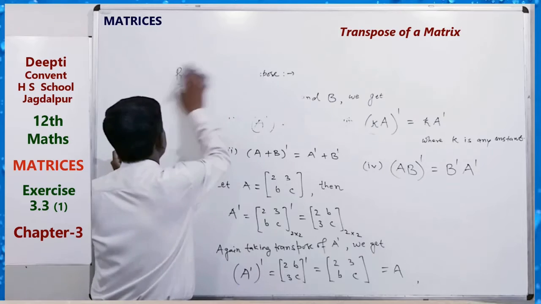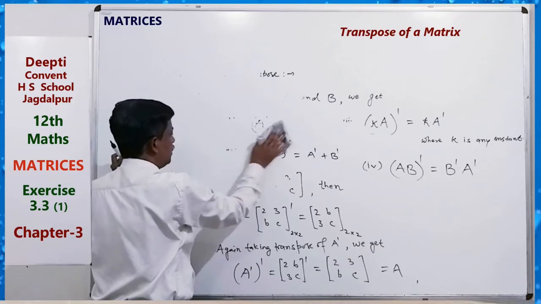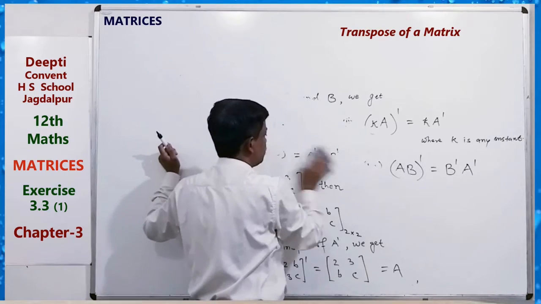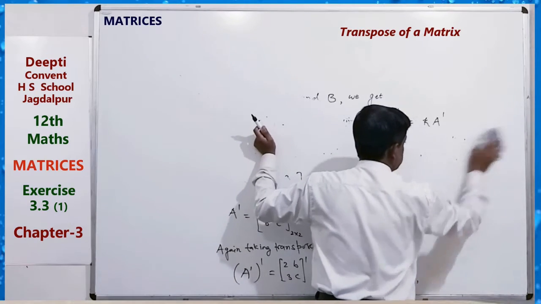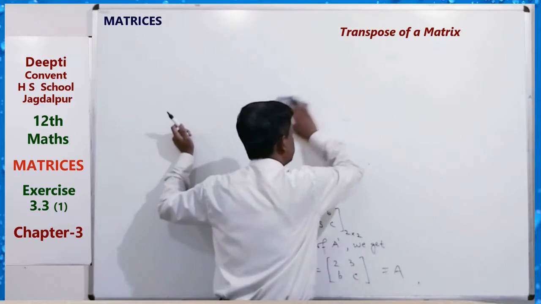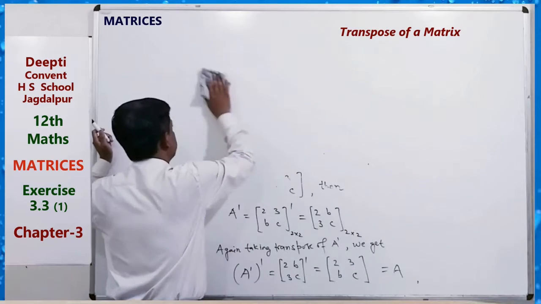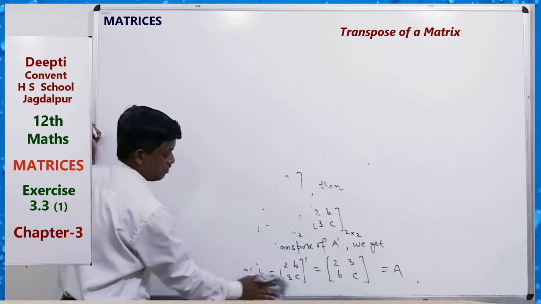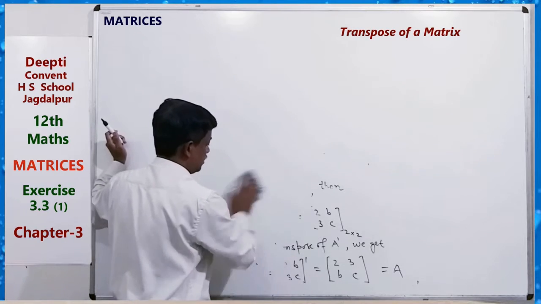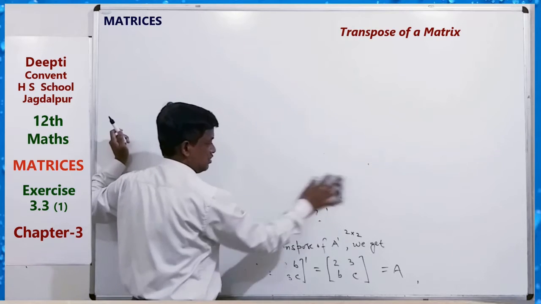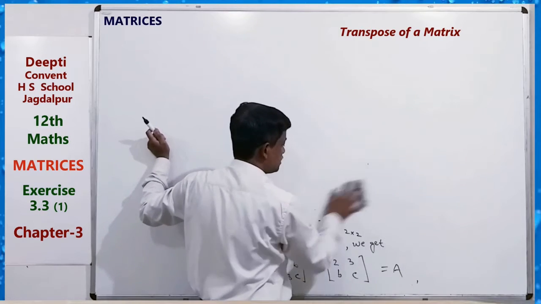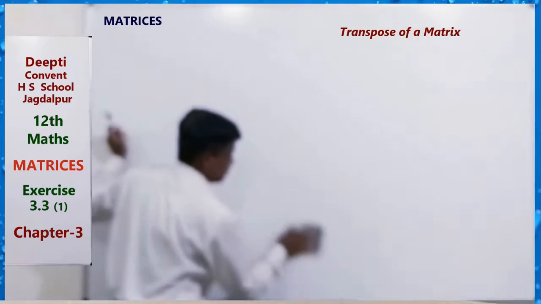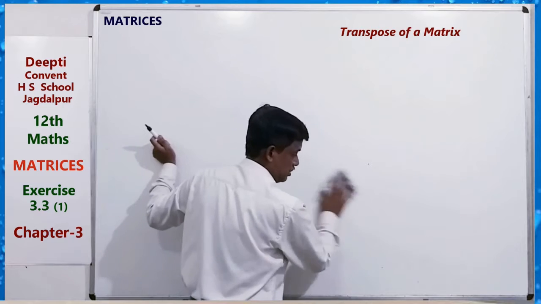Now, here are two special types of matrix known as symmetric matrix and skew-symmetric matrix. Symmetric matrix means all the elements of the matrix on either side of the diagonal of a square matrix are the same. For defining a symmetric matrix, the matrix should be a square matrix.